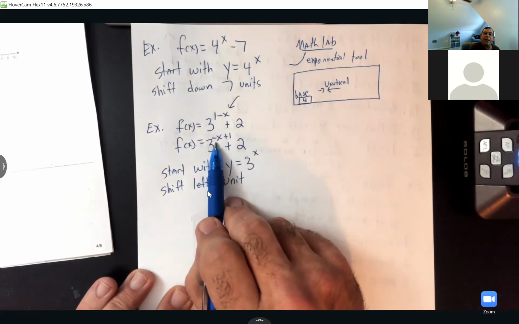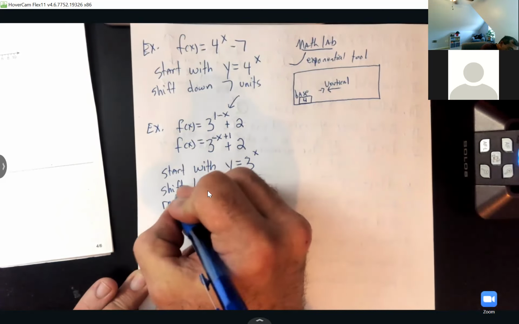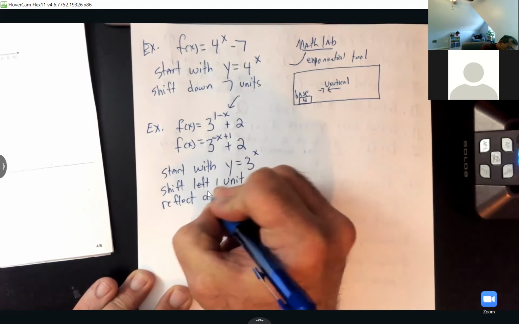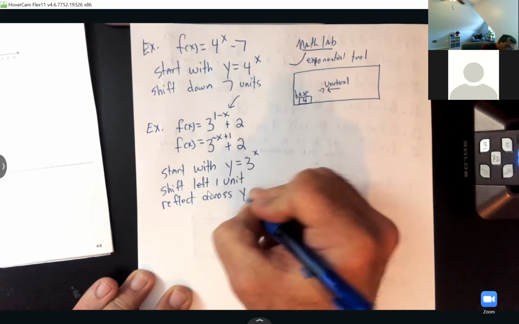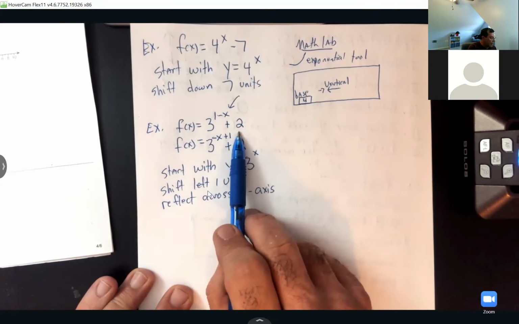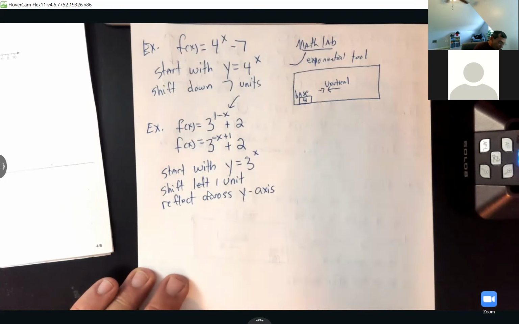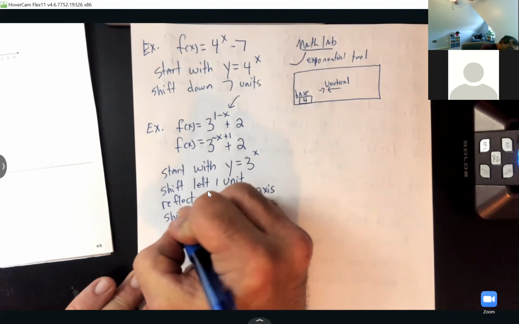That negative in front of that x, well, we said if the exponent was negative, it's going to reflect you across the y-axis. And then that +2 at the end, when you got a 2 at the end, it's going to move me up 2 units.